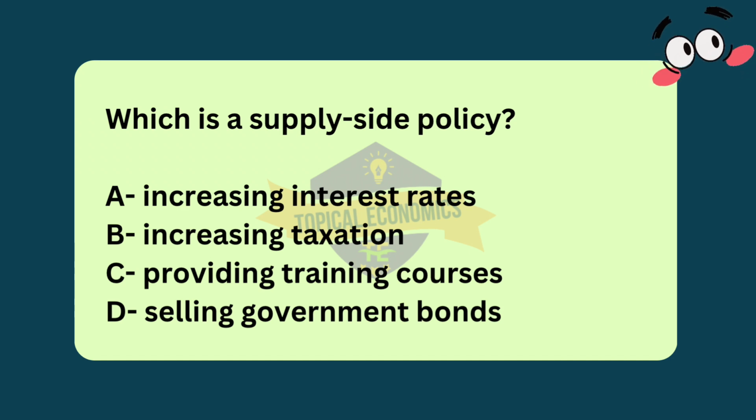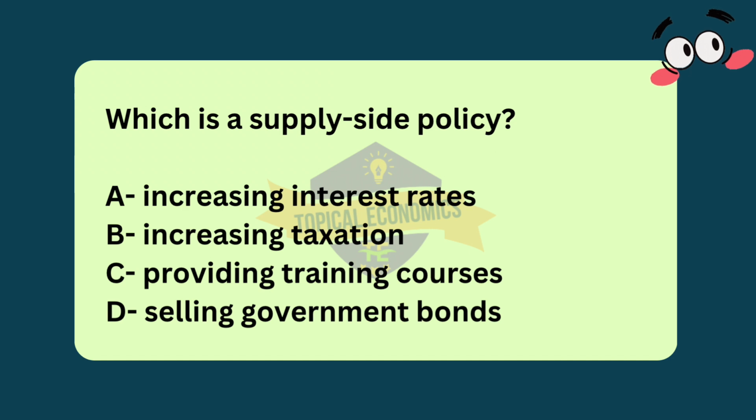Supply-side policies aim to increase the productive capacity of the economy by improving factors like labor productivity, technological innovation, and efficiency. Providing training courses is a classic supply-side policy because it enhances the skills of the workforce, improving labor productivity and thus contributing to higher output in the economy. Analyzing the other options. Option A, increasing interest rates, is a tool of monetary policy, not supply-side policy. It is used by central banks to control inflation or manage economic growth by influencing borrowing and spending, but it does not directly improve the productive capacity of the economy.